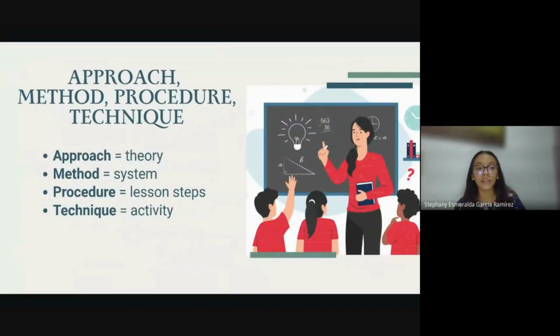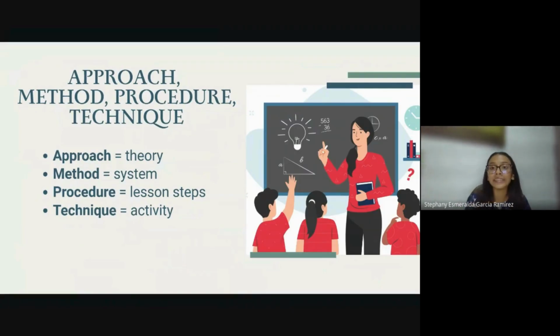To begin with, let's clarify some important terms. An approach. An approach is a theory about how languages are learned. For example, a communicative approach. We also have the structural approach. It's about how languages are learned. Method. A method is a system of practices based on that approach, like grammar translation or CLT that we are going to see later.